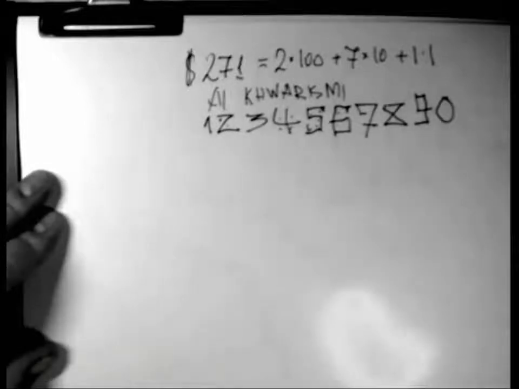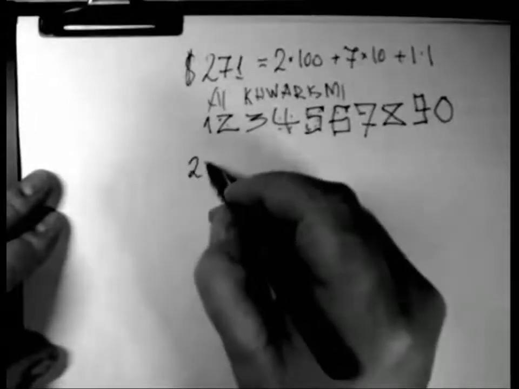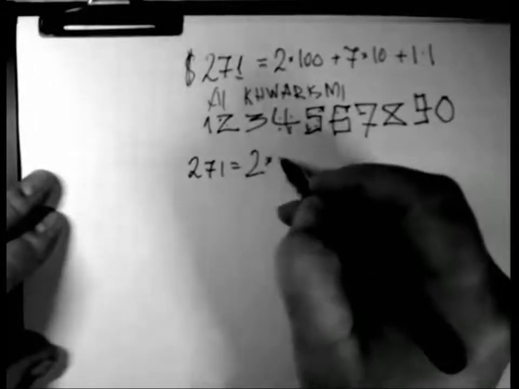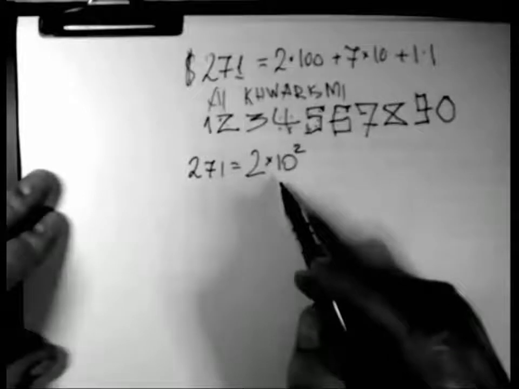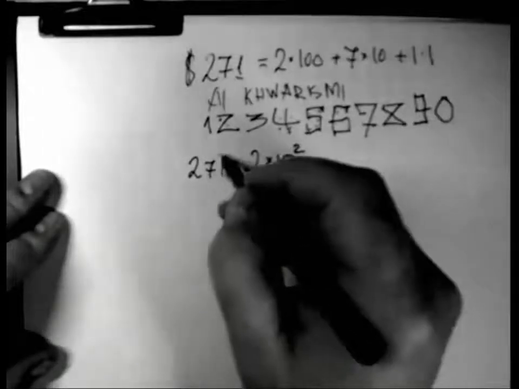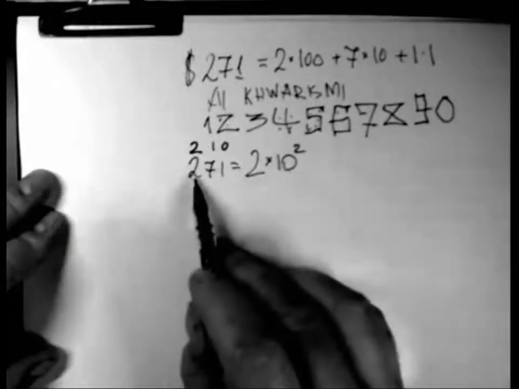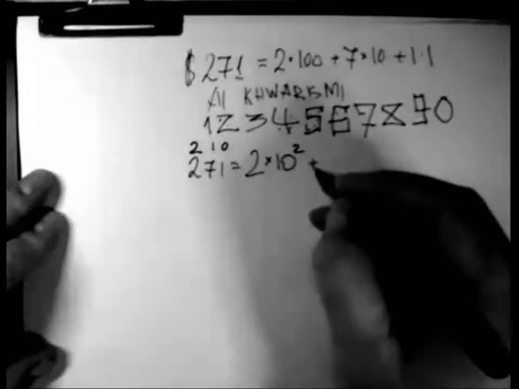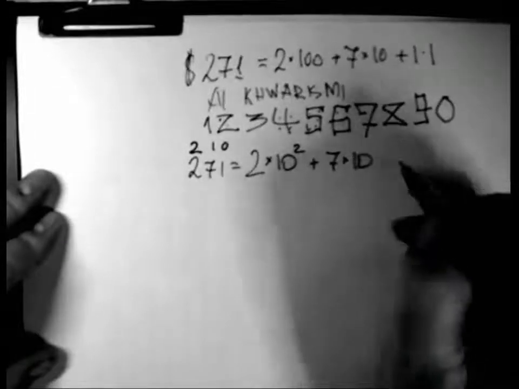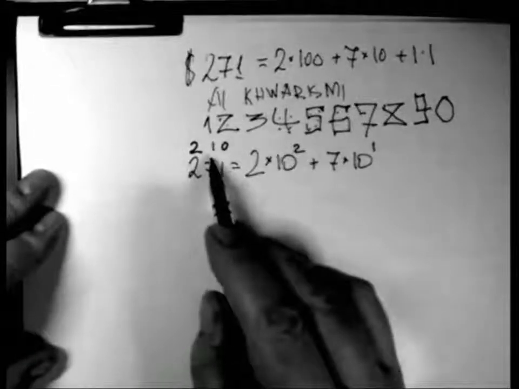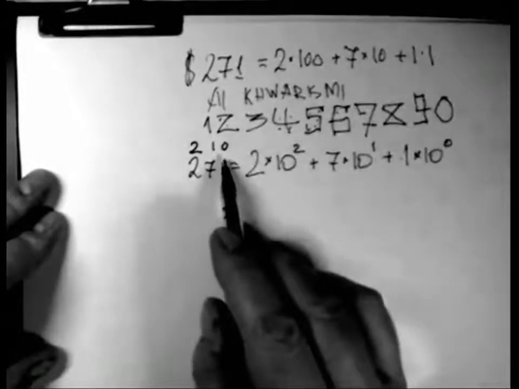Another way, folks, we can rewrite this with exponential record. That will be 271 equals 2 multiplied by 10 in the power of 2. Why 10 in the power of 2? Because 100 is 10 in the power of 2. So we need to put positions here because this is a positional system. And 10 in the power of 2 corresponds here to power of 2. Next will be plus 7, which came from here, multiplied by 10 in the power of 1. Power of 1 came from here. Plus 1 multiplied by 10 in the power of 0. Power of 0 came from here.